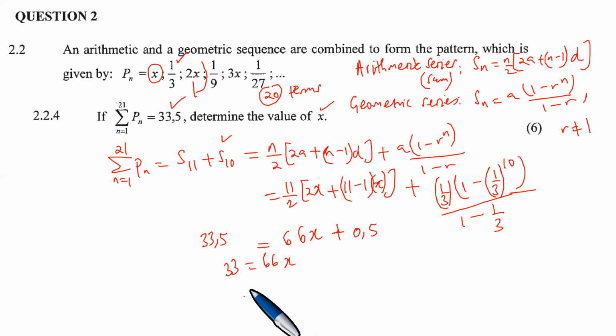6x equals 33. Divide 33 by 66. If you divide 33 by 66, 33 goes how many times into 66? 33 goes 2 times into 66. But 33 goes once into itself. 33 goes twice into 66. And this is the answer. So x is 1/2.